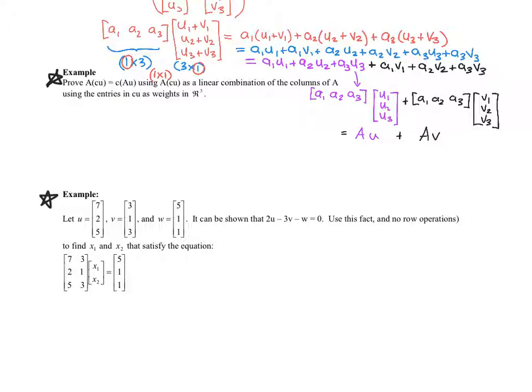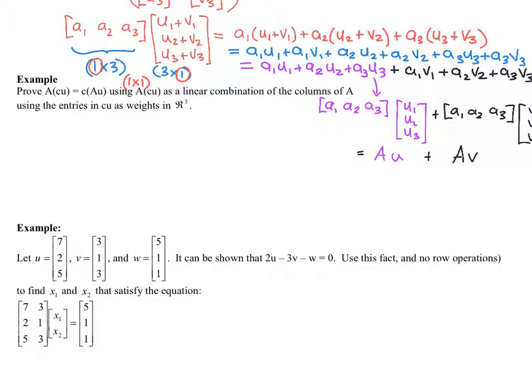Let U equal this, V equal that, and W equal that. It could be shown that this relationship is true. I want you to use that fact, but no row operations. What I mean by that is, if you were to do it by hand, I wouldn't want you to put it in reduced row echelon form, which also means don't go putting it into a calculator in reduced row echelon form. What you're looking to do is use properties. Maybe one of these 2 properties, to see if you can establish that this is a true relationship based on this information. We'll see if the properties can get us there and save us from having to do row reduction techniques. So that's where we're going to leave it for tonight.